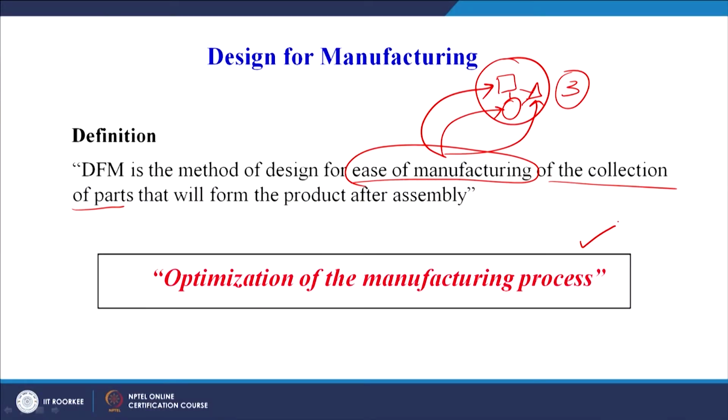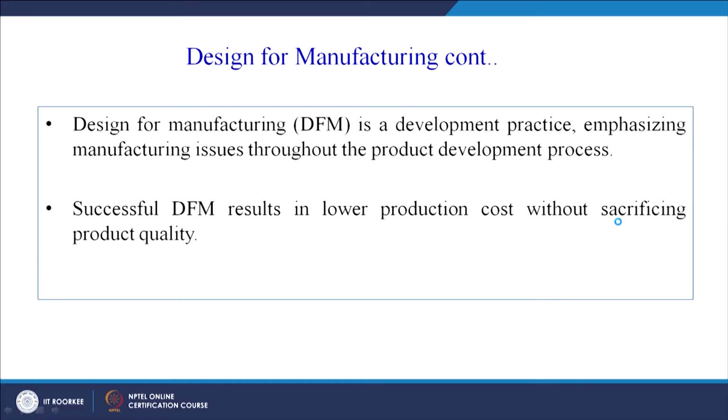So optimization of the manufacturing process is the overall objective of design for manufacturing. Design for manufacturing is a development practice emphasizing manufacturing issues throughout the product development process. So we have to emphasize the manufacturing issues throughout the product development process.